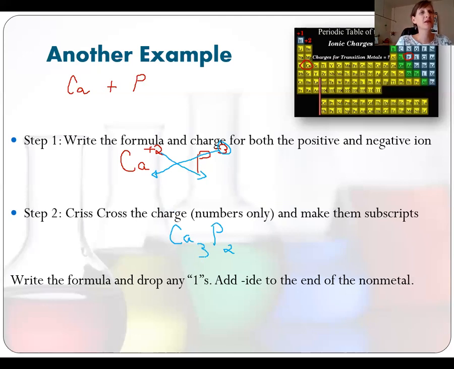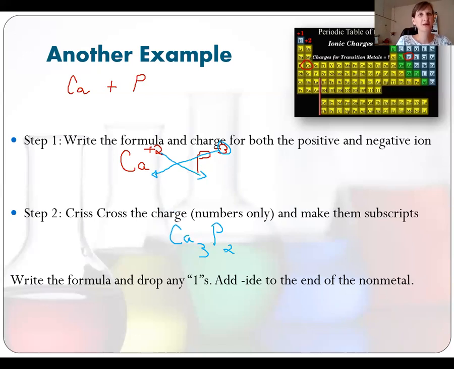So calcium ends up with 3. So we have Ca3, and phosphorus ends up with 2. So Ca3P2, and that is going to be our formula.